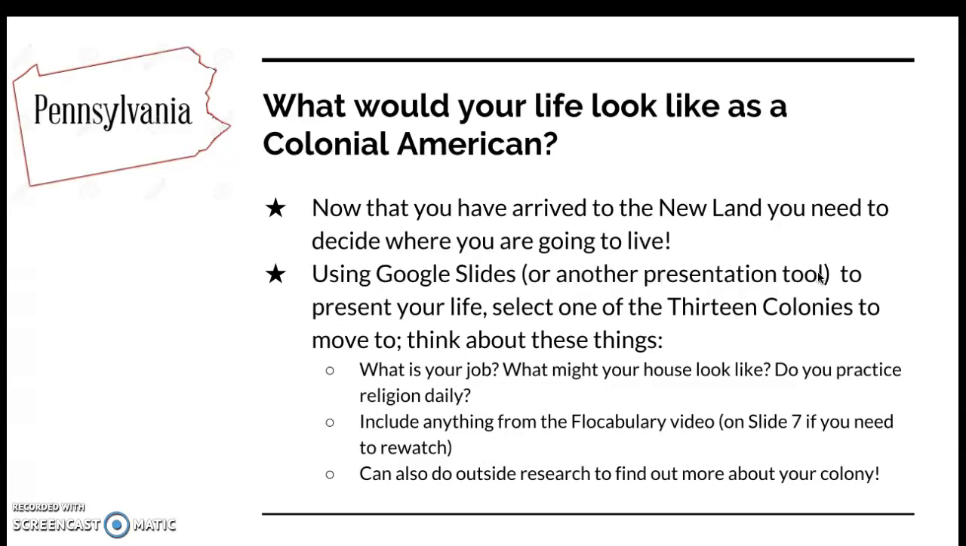Webb's DOK level is level 4, and they're applying concepts and they're creating. So they're applying what they've learned about the new land, and they're applying what they learned about that specific region to their own lives. What do they think that they would be doing during that time? And they're creating a life. They're creating essentially a story about somebody living in this colony. The TIM level is constructive learning and fusion, because students can use outside research and they can select what tool they would like to use to present their information and display their learning.